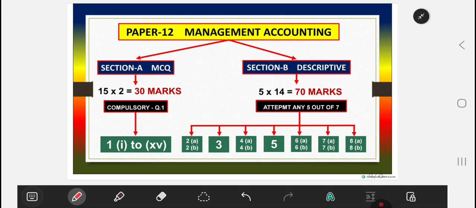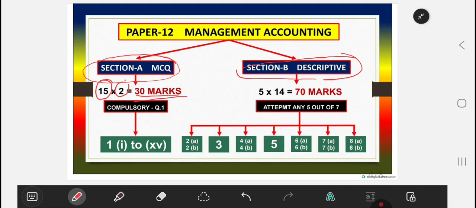The paper is divided into two sections. Section A is MCQ and Section B is descriptive. In Section A MCQ, you will get 15 questions, each carrying 2 marks, so a total of 30 marks. This section is compulsory. You have to attempt all the MCQs. The MCQs will be a mix of theory as well as practical questions.